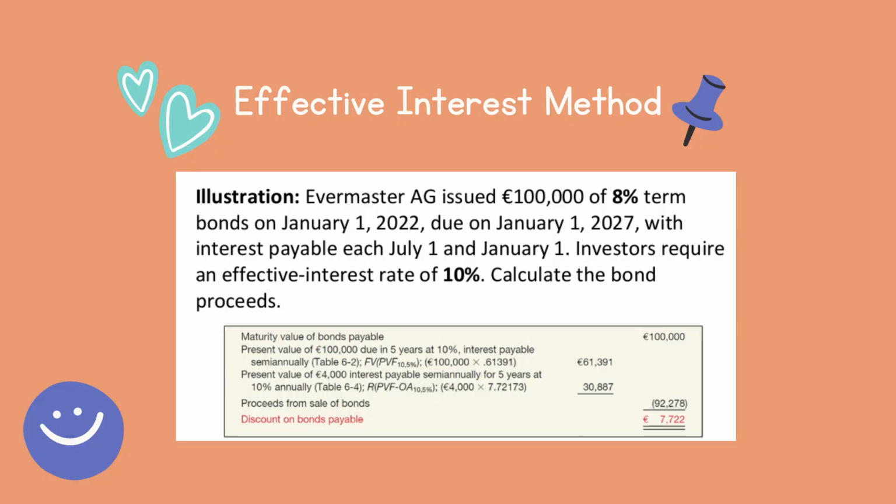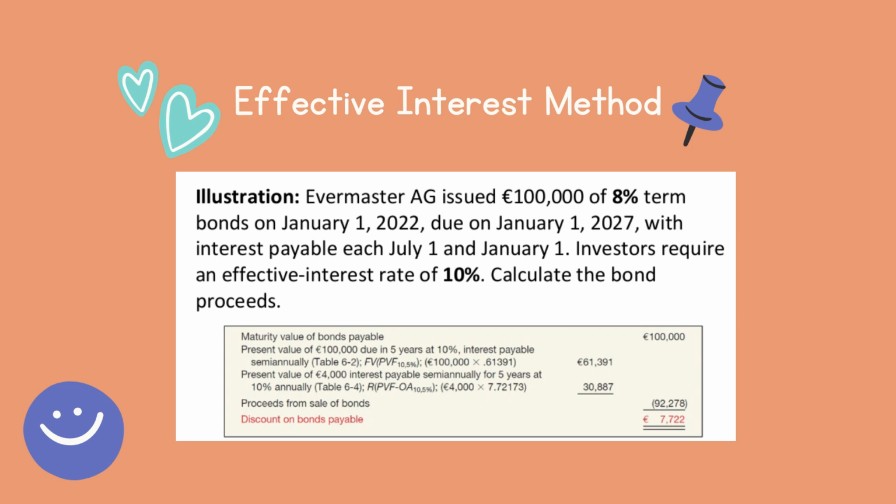Okay, now this is another example from the KISO book. Evermaster AG issued 100,000 of 8% term bonds on January 1, 2022, due on January 1, 2027. So again, the face value is the 100,000, the 8% is the stated rate. As you can see, January 1, 22 until January 1, 27, so N is 5, with interest payable each July 1st and January 1st. So as you can see, we're gonna pay twice in a year, so it's semi-annually.